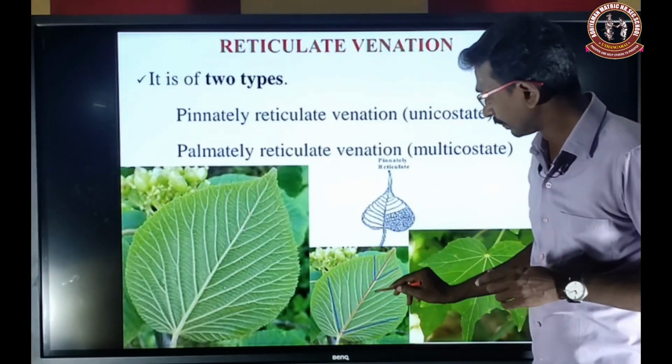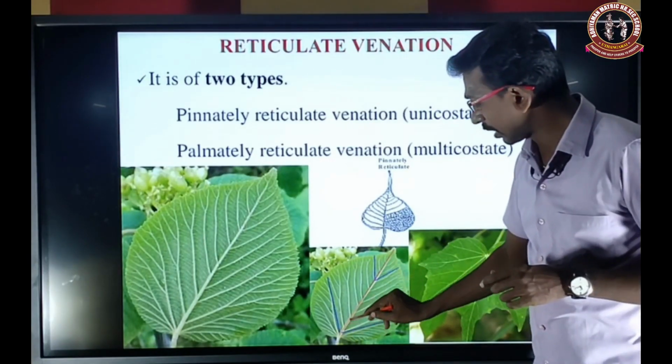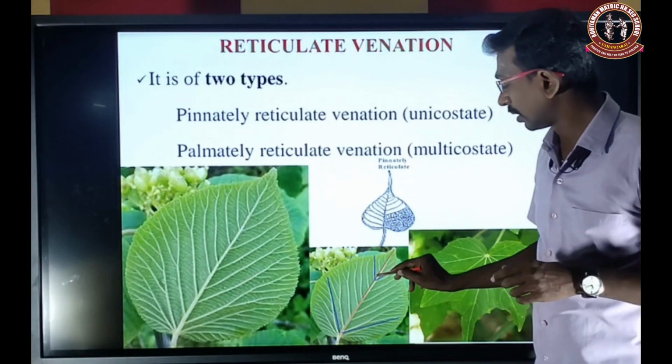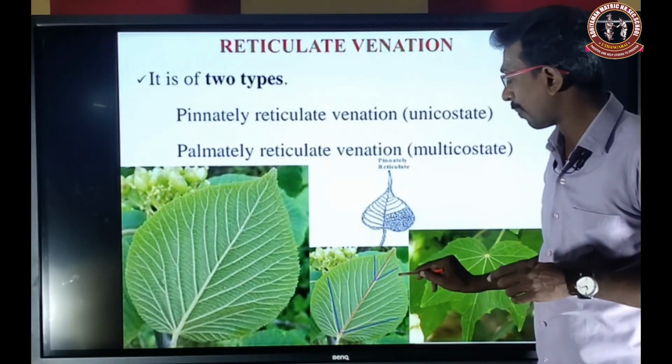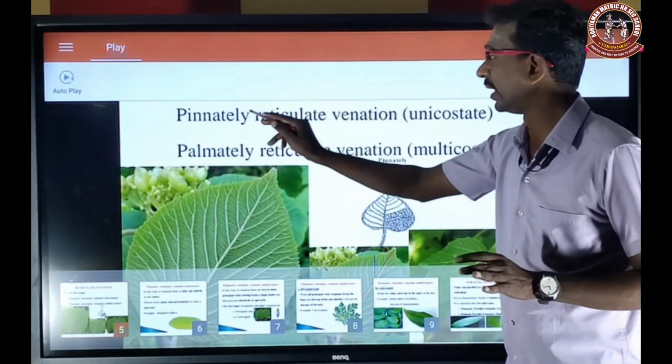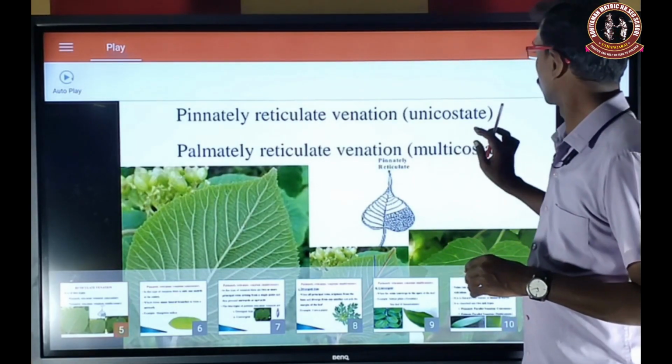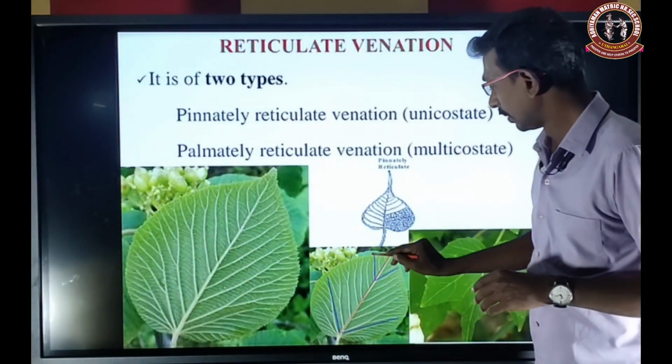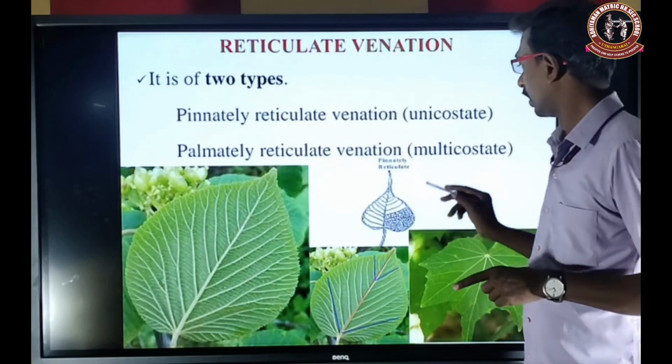So pinnately means the midrib will be divided into two opposite veins. That is pinnately, two opposite veins.